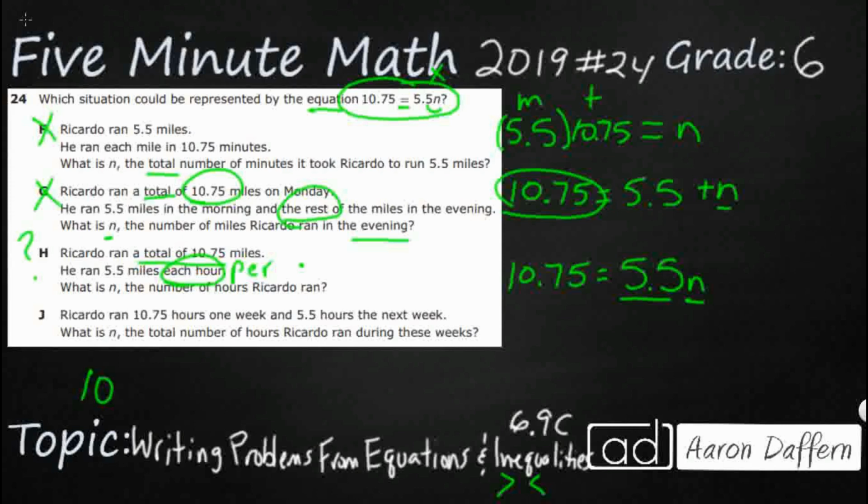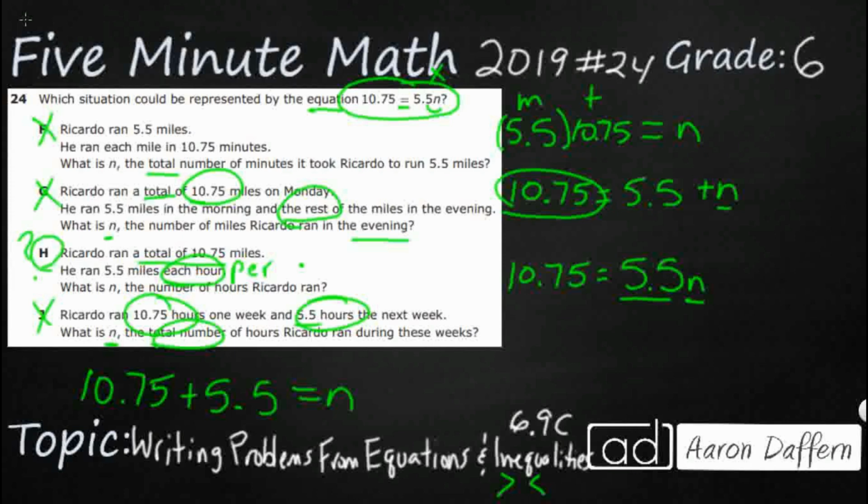Let's double check our J just to make sure that is incorrect. So Ricardo ran 10.75 in 1 week. And then 5.5 the next week. Yeah, so look, we're just adding these up. Because that's an additive relationship. 10.75 one week, 5.5 the next week. We're just going to add that up to find n, total number of hours that he ran in those 2 weeks. So that is an additive relationship. So that is going to be incorrect.